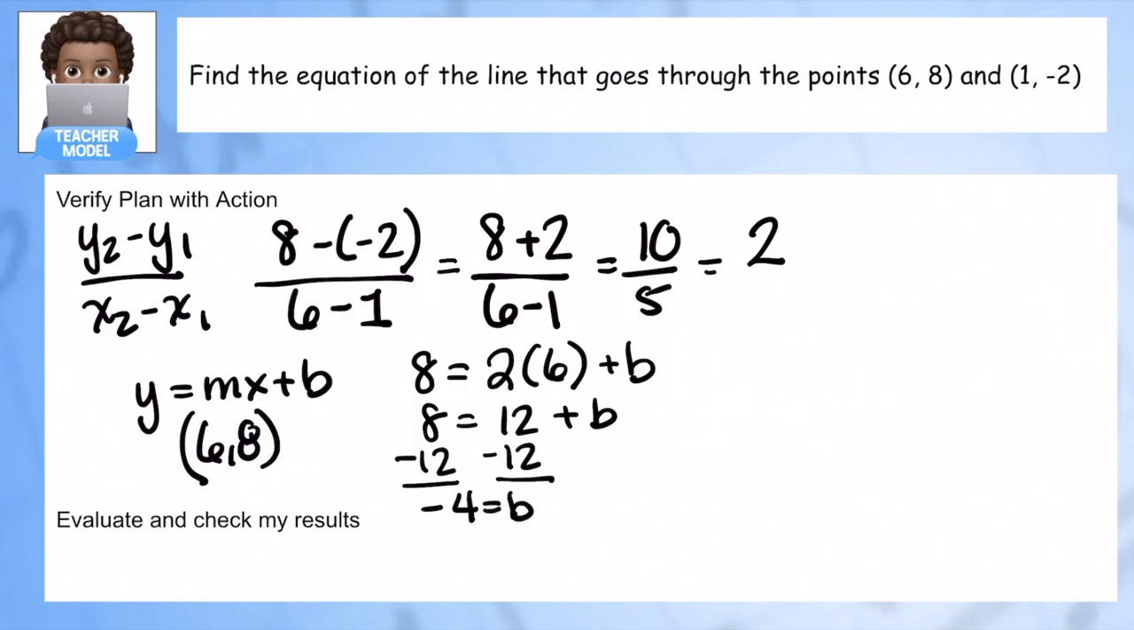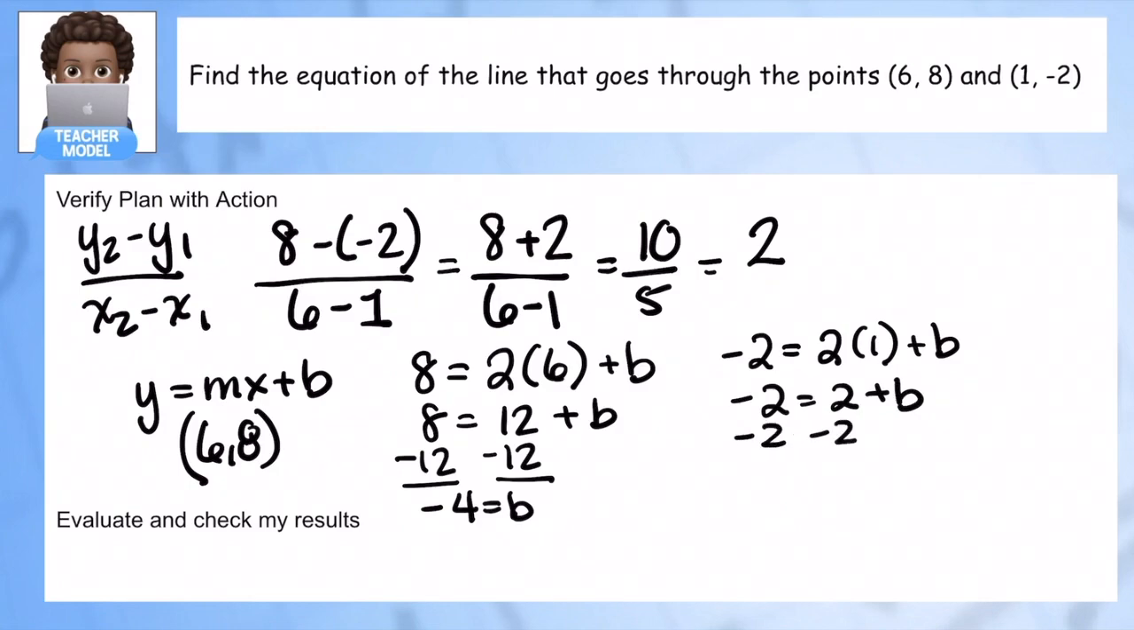Just to check, I'm going to use the other coordinate as well. All right, so -2 is equal to, our m is 2, our x is 1, plus b. -2 is equal to 2 plus b. Subtract 2 on both sides. -4 is equal to b. So we actually have our confirmed b in this case, and we know m.